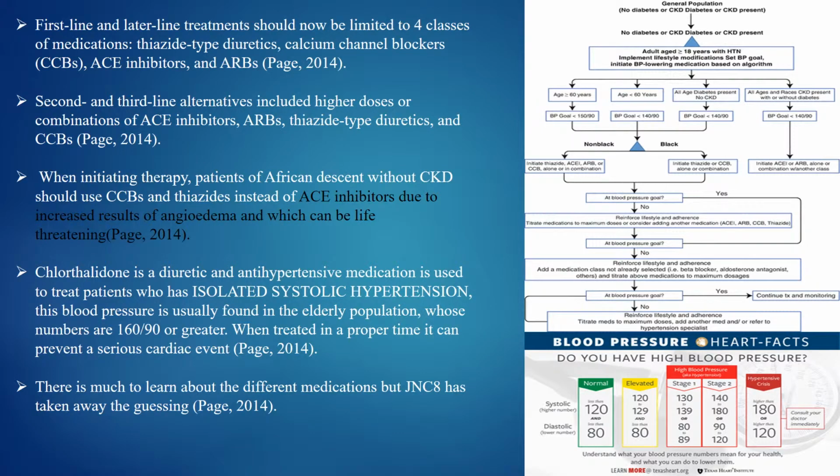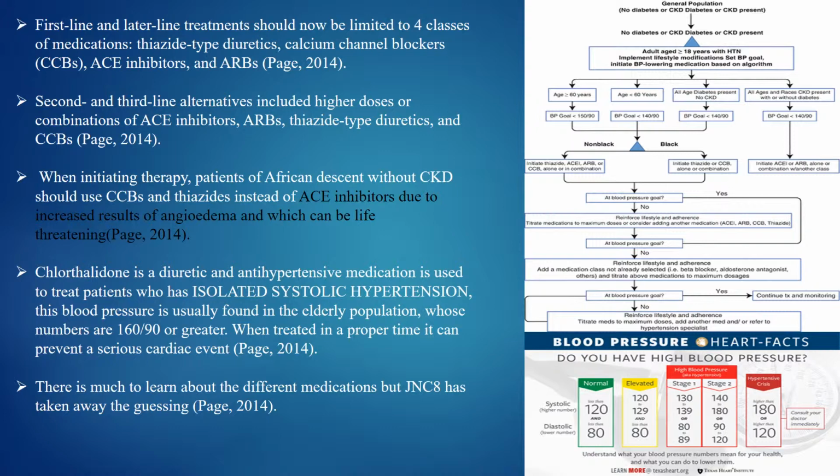And also listed right here is another copy of the protocol, the guidelines. And this guideline is for adults aged greater than or equal to 18 years of age. And then I put here the different types of medications. You got your thiazides, your calcium channel blockers. And then the second and third line are ACE inhibitors and ARBs, thiazides and diuretics and calcium channel blockers.